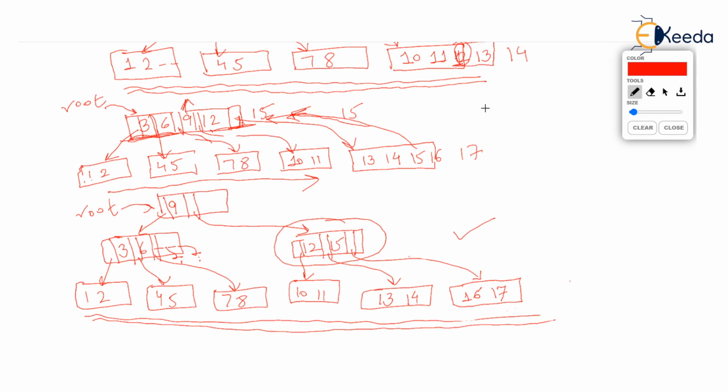After inserting 17 in the tree, the root got split and the root now contains only 9. Check this latest B-tree that we have. The root contains only 9, and there are many leaves at the bottom, like 1, 2, 4, 5, 7, 8. All these keys are stored in the leaf nodes and all leaf nodes are at the same level. Therefore, this tree is known as a balanced multi-way search tree.